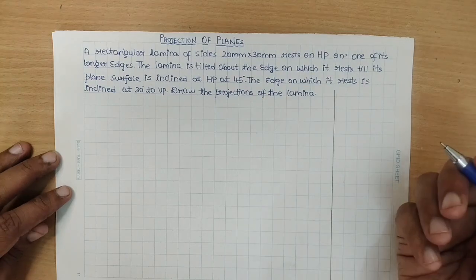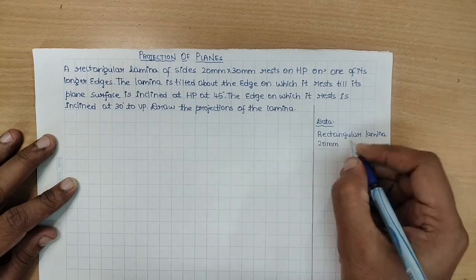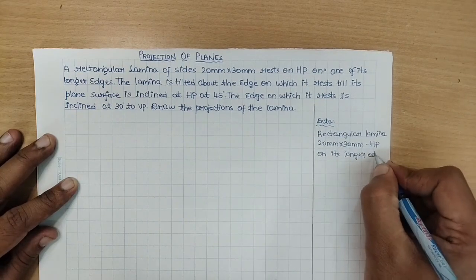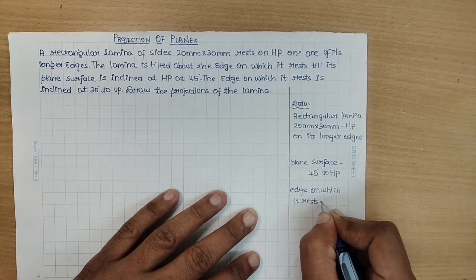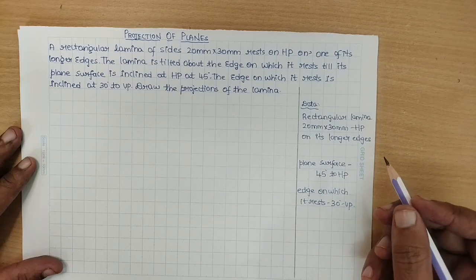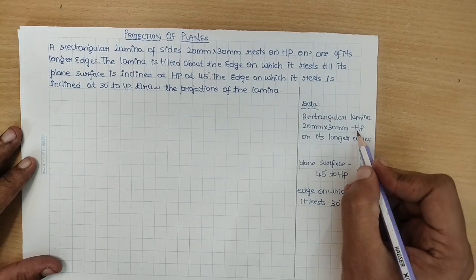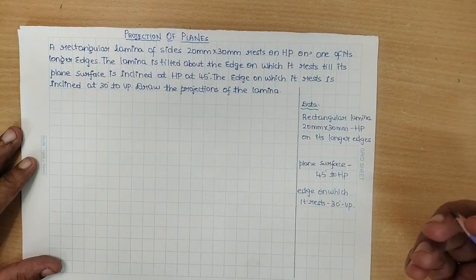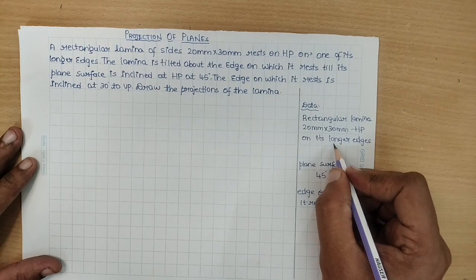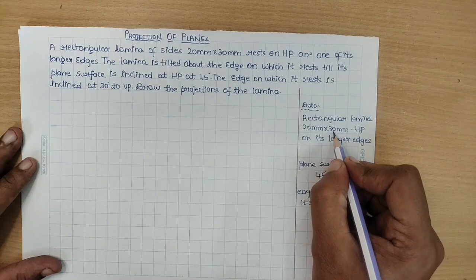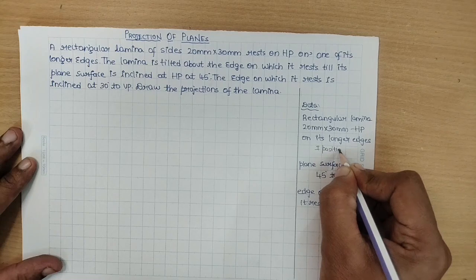The first thing is I will collect the data towards the side of the paper. This is the data given to us. The first part of the data here is it's a rectangular lamina 20 mm into 30 mm resting on HP on one of its edges. Generally the previous problems talked about resting on an edge or corner. But in this case they are telling it's resting on one of its longer edges. That means to say that it is resting on 30 mm. This constitutes the position number 1.